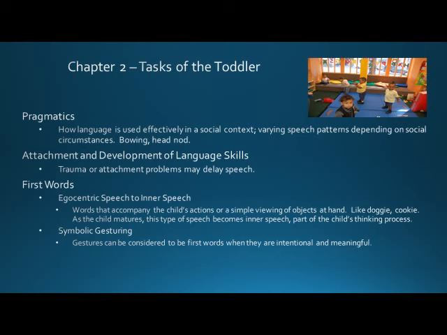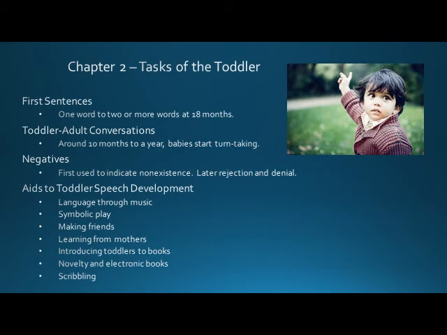In terms of symbolic gesturing, these are what we think about as first words when they're intentional and meaningful, particularly with the use of sign language, which has become so prevalent in the last few years. We can see that symbolic gesturing is very important. Our first words, we tend to have one word to two or more words at around 18 months. And in terms of toddler-adult conversations, around 10 months to a year, babies start turn-taking.